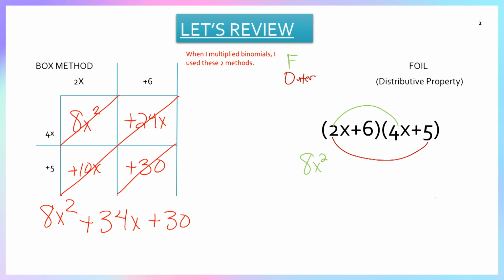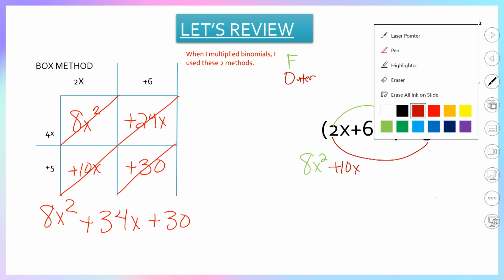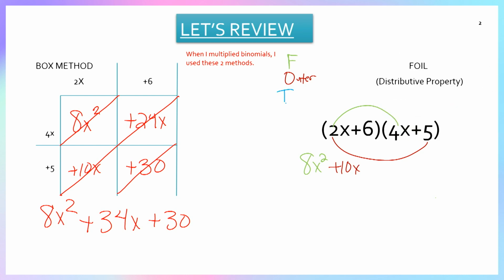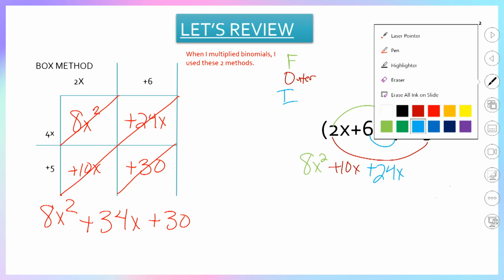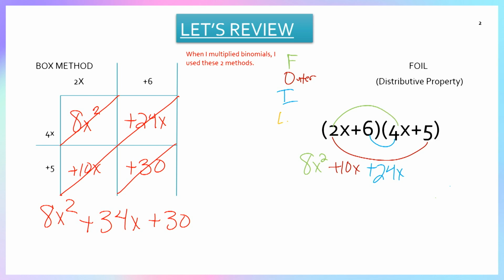2x times 5 is a positive 10x. Our next one is inner. It's the two inside of everything. So 6 times 4 is a positive 24x. And then we have our last, which is our last two. The 6 and the 5, we multiply them and we get a 30.